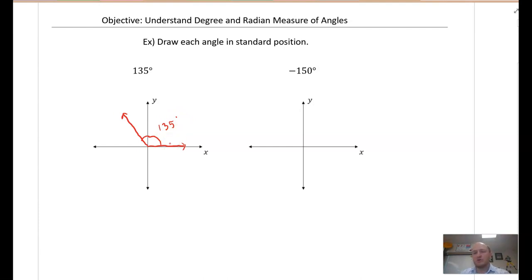All right, negative 150. Again, in standard position, I'm going to start here on my positive x-axis, and it's negative, so I have to go clockwise. This one's clockwise, positive is counterclockwise. So I'm going to go this way. Again, this is 90 degrees, and I need to go about another 60. So that's here, and there is negative 150 degrees. That's it. Very, very simple.